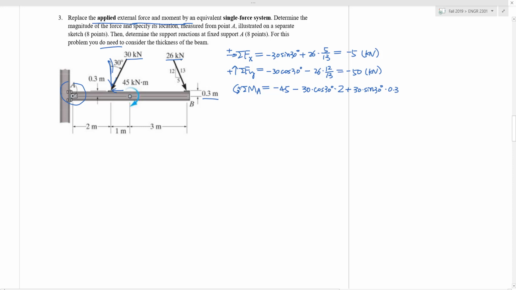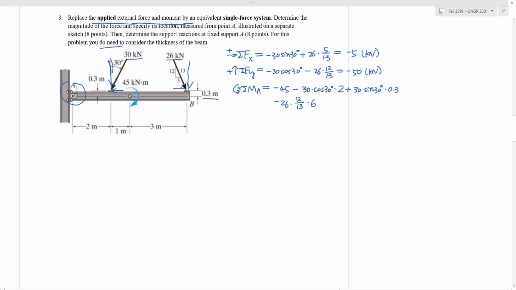And then let's move on to the 26 kilonewton force. This vertical component is causing a clockwise rotational effect with a moment arm of 2 plus 1 plus 3, 6 meter. So we will have the magnitude 26 times 12/13, that's the magnitude of the force, multiplied by the moment arm of 6 meter.